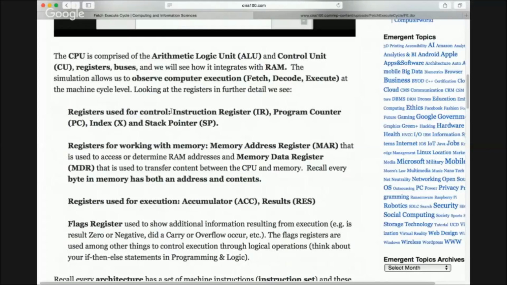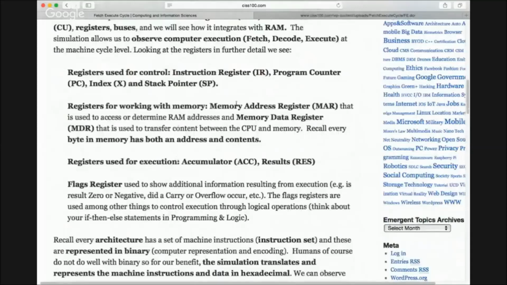So we're going to see several registers used for control: the instruction register, IR, program counter, PC, index, and stack pointer. And we're not going to look at the index and stack pointer at this point. We're also going to see some registers for working with memory: the memory address register and the memory data register. And recall, again, every byte has two things associated with it: its contents and its address.